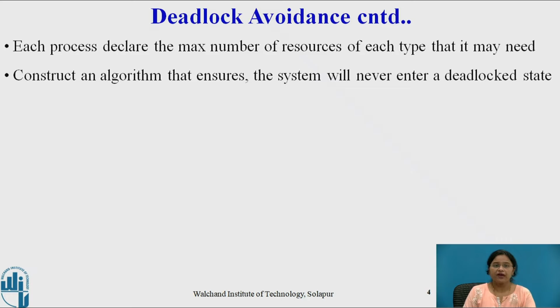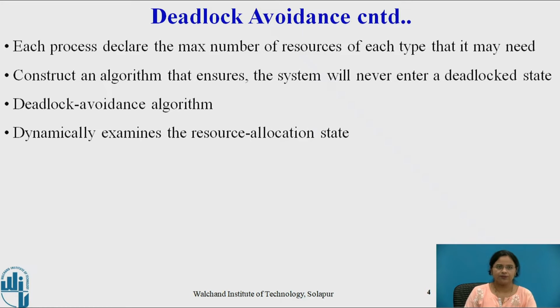Then we have to construct an algorithm which will ensure the system will never enter a deadlock state. It means if the system already knows the maximum resources needed by the process, then it is necessary to design an algorithm which will ensure that deadlock will never occur in the system. That algorithm is called a deadlock avoidance algorithm.